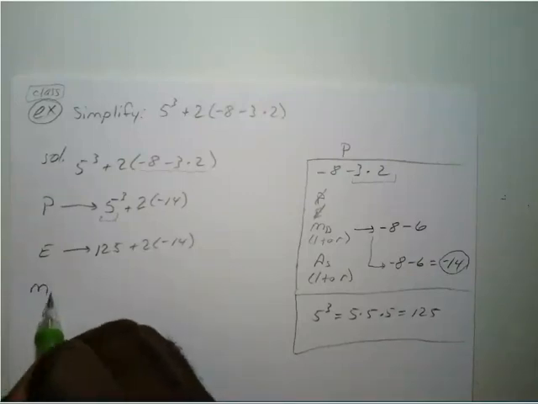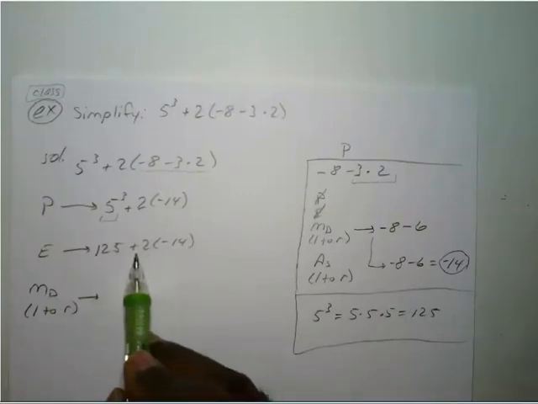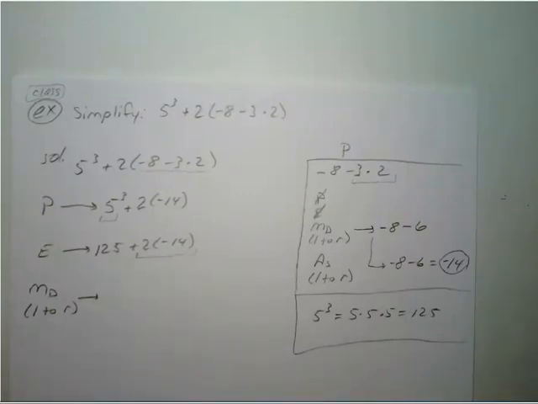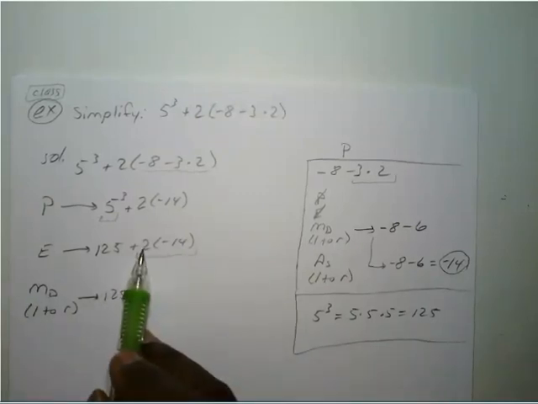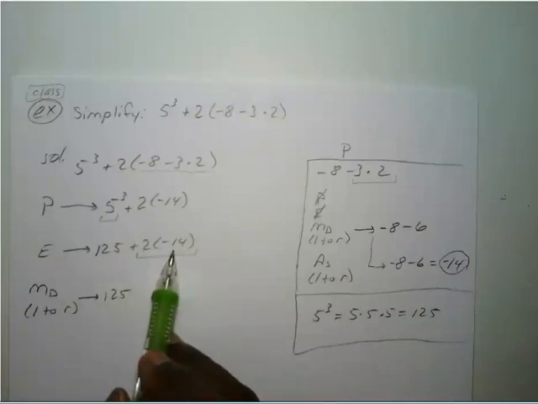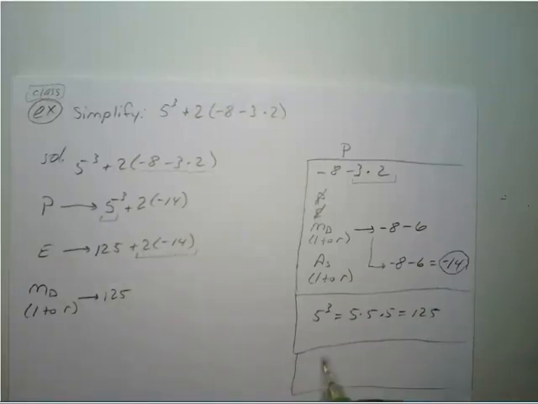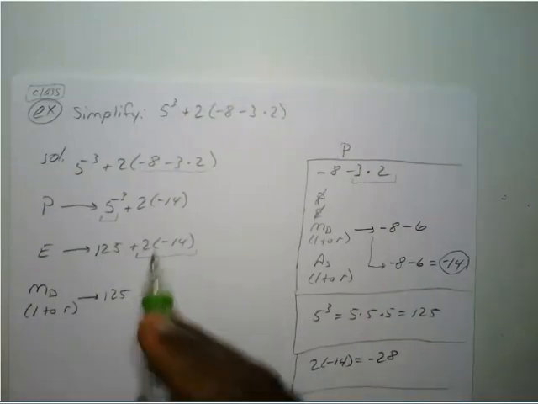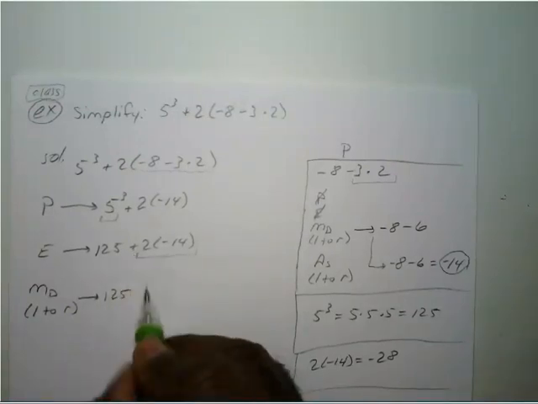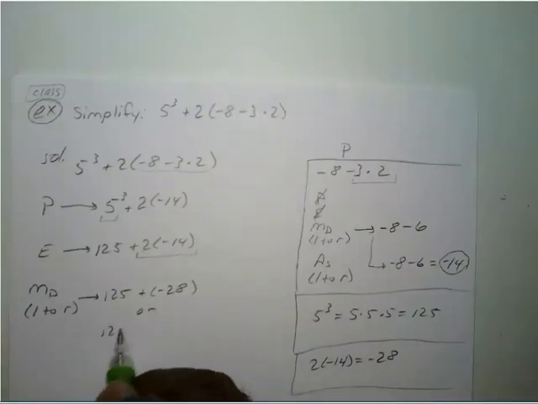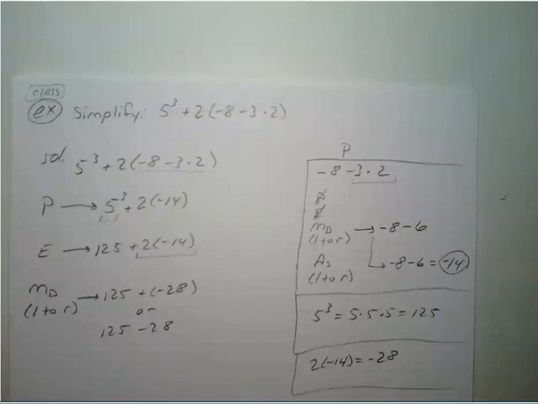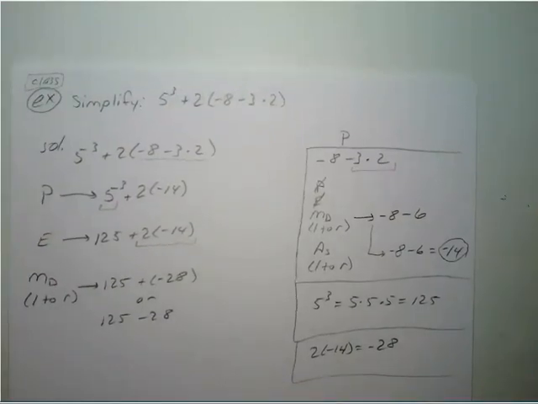Okay, we do our multiplication and division, again from left to right. So that leaves us with only one multiplication or division part of that problem. So you have 2 times negative 14, which is negative 28. So you can have it 125 plus negative 28, or you can write it as 125 minus 28. Just depends on which one you're comfortable with.